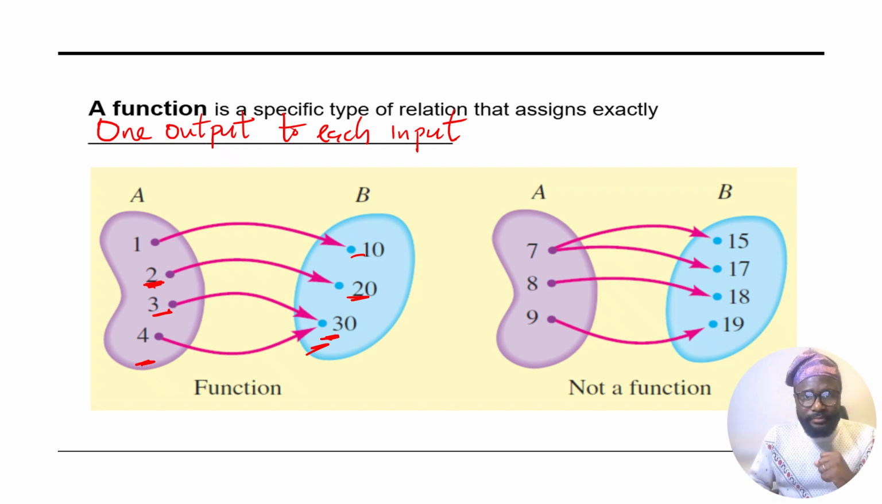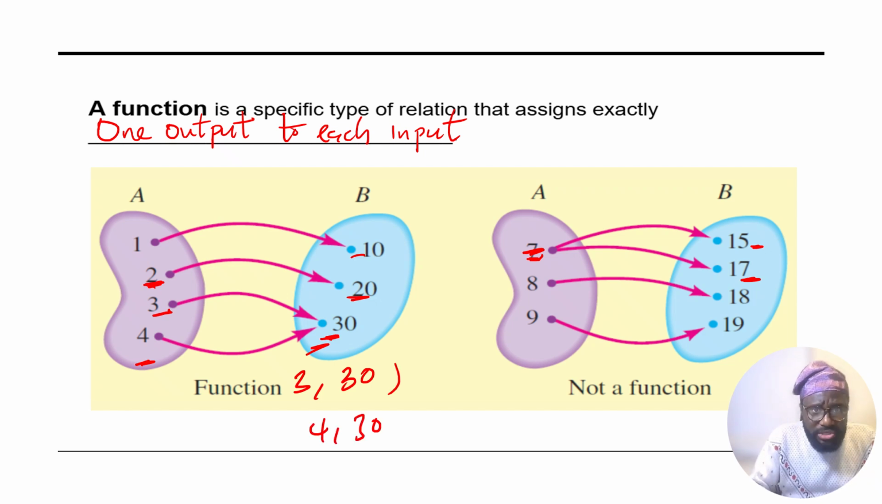Look at the second diagram. You have 7 giving birth to 15. The same 7, which is the input, gives birth to 17. That is not a function. So what am I saying? The x value can only give birth to one y value. We don't care if the y value repeats itself. The y value can repeat itself, just like in the first diagram. So you could say that 3, 30, 4, 30. That's correct. It's a function.